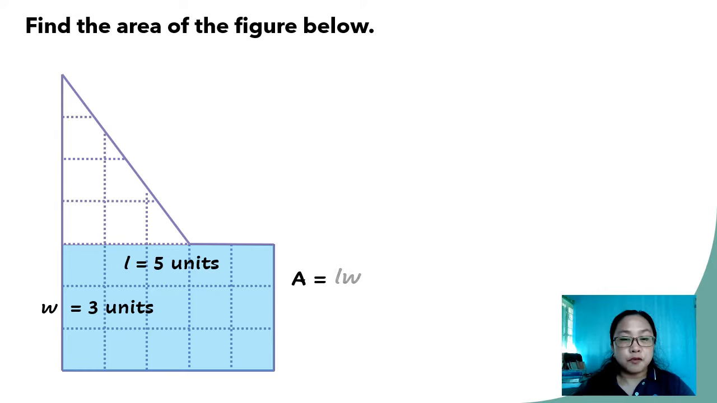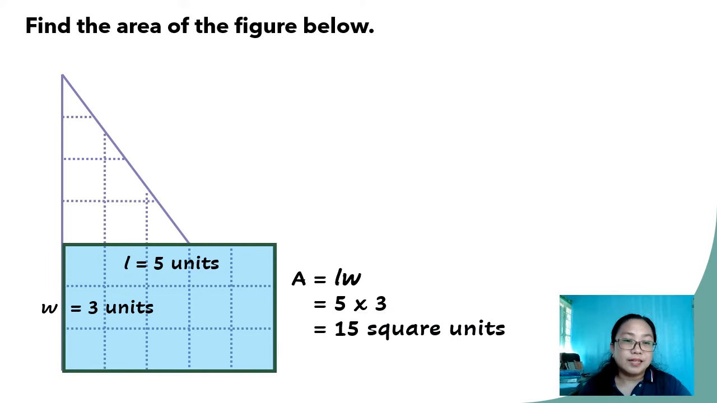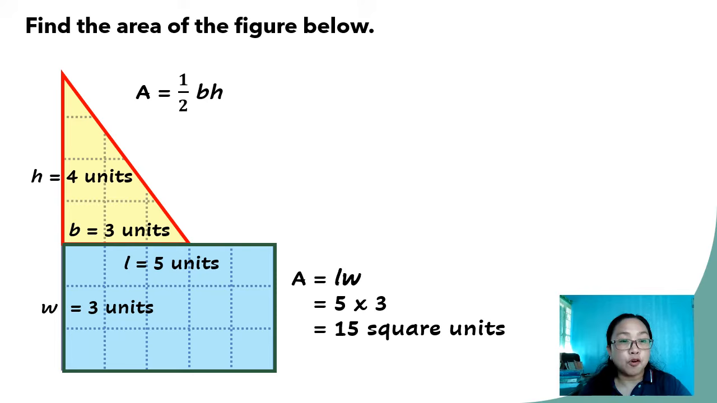Using these values for our formula, length times width, we'll have 5 times 3. And so, the area of our rectangle is 15 square units. Now let's compute for the area of the triangle. We need the measures of the base and height of the triangle as suggested by our formula. This triangle is 3 units long at the base and is 4 units high. Using these values for our formula will give us 1/2 of the product of 3 and 4. That means the area of this triangle is 6 square units.